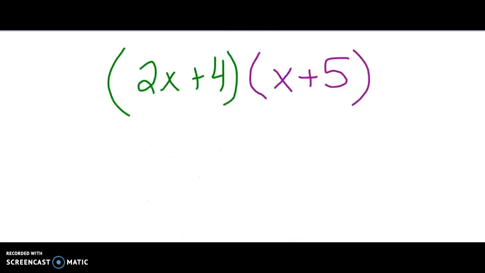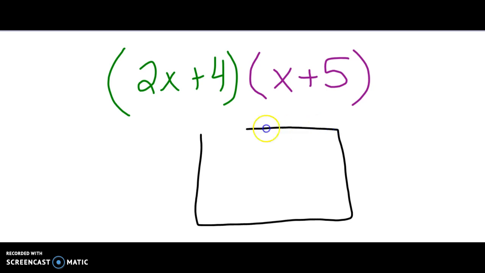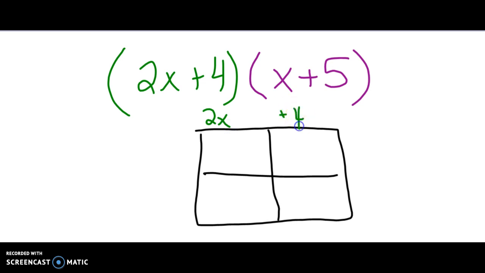Right? For the next one, same thing. It's still a 2 by 2. Okay, so I'm going to set up my box. On the top, I have my 2x and my positive 4. On the side, I have my x and my positive 5.